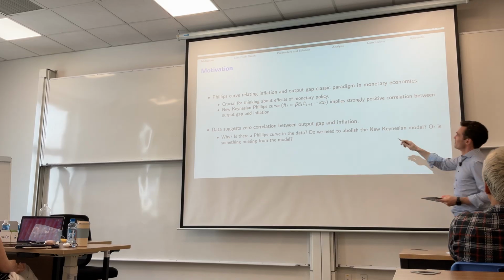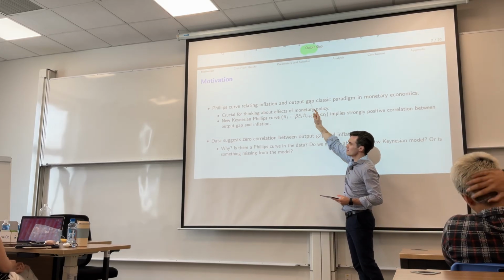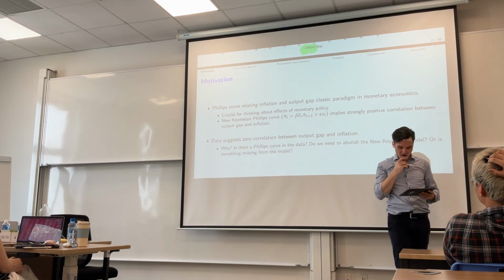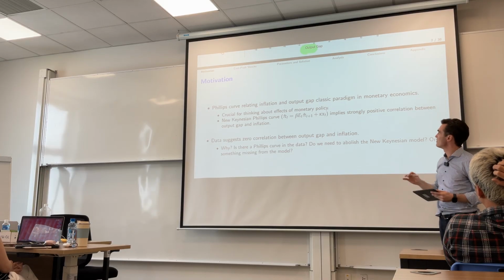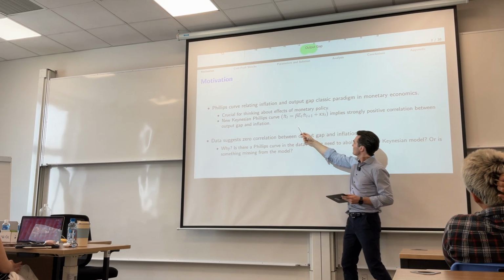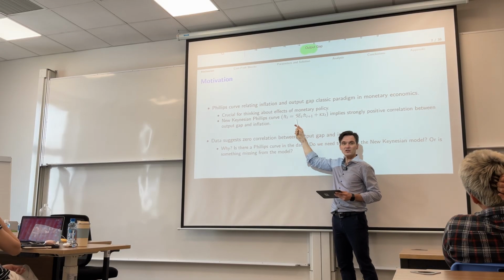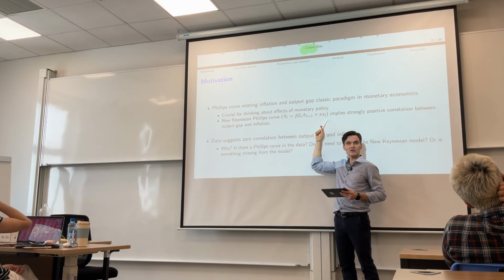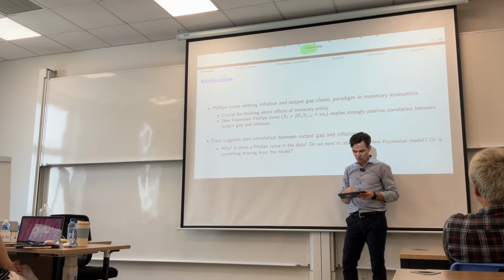So the Phillips curve that we derived is an object that comes out of this New Keynesian model, and that's a very important paradigm in the field of monetary economics. Right? And that Phillips curve produces a very strong correlation between the output gap and inflation. Let me show you why.